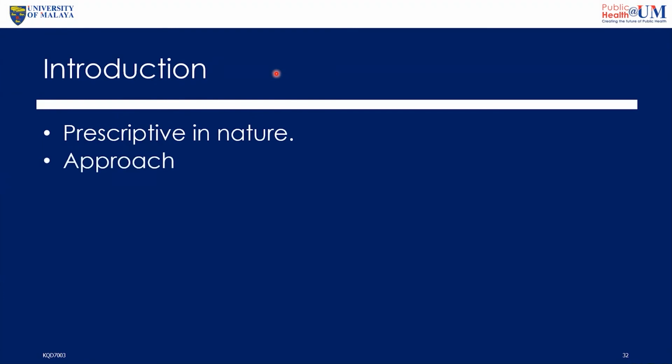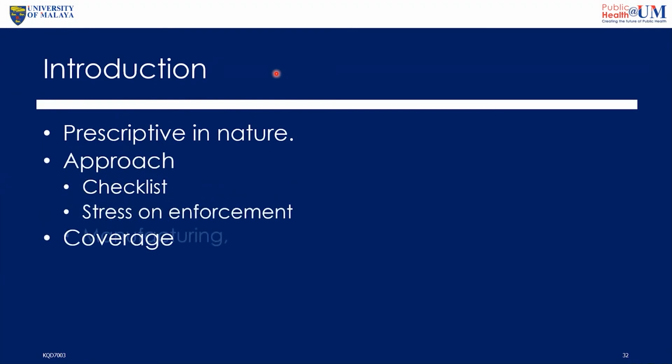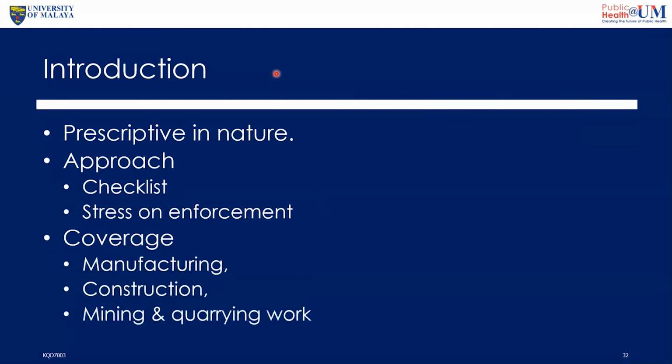It's prescriptive in nature. The approach is a strict checklist, with stress on enforcement. Coverage: manufacturing, construction, and mining and quarrying. Basically, manufacturing, construction, mining and quarrying are the factory component, but the machinery component covers a bigger perspective. So it's prescriptive in nature. What do you mean by prescriptive in nature?